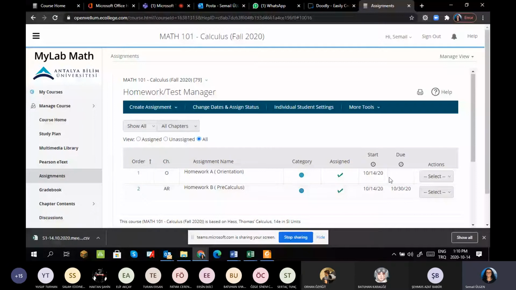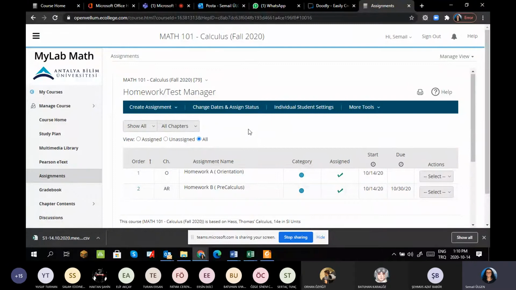There's no due date here, as you will see. You have to do this orientation before everything else, okay? Then homework B is about pre-calculus. If you don't feel that you are missing the pre-calculus part, you don't have to do it. But if you want to check whether you're good at it or not, I think you should give it a try. It is good to see where you are at.